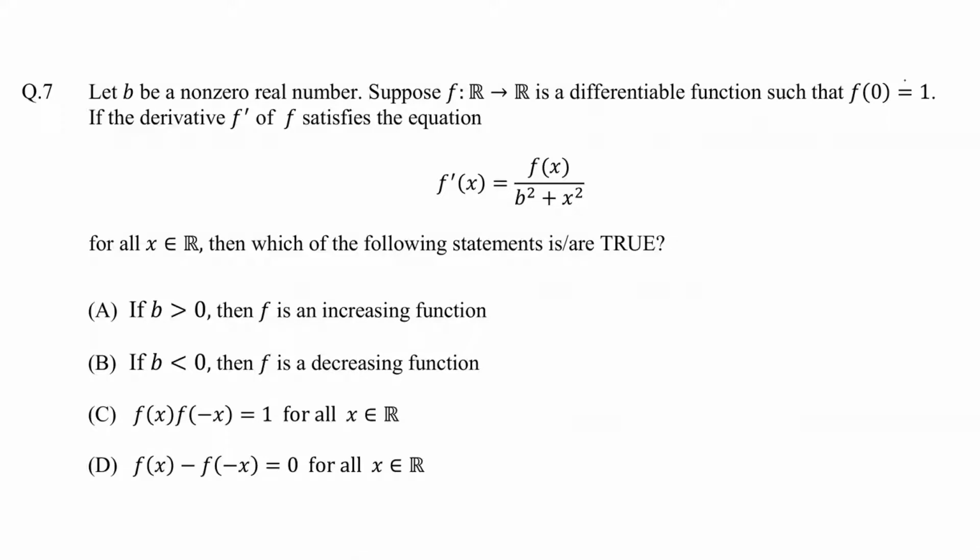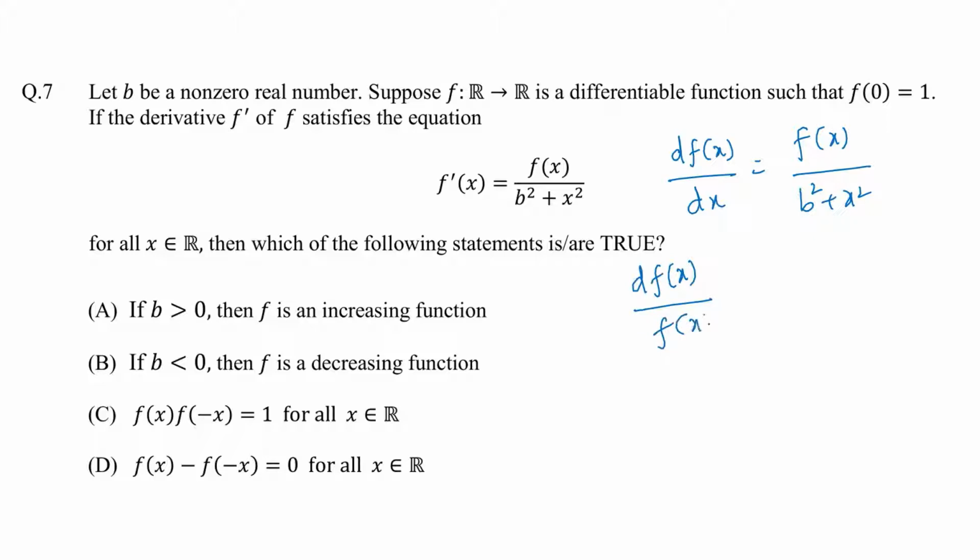Okay, so the question says we have a differentiable function which satisfies the given relation. By looking at this, we can directly tell this is going to be df(x)/dx, which is going to be equal to f(x) upon b squared plus x squared. Rearranging the terms, we are going to get df(x) upon f(x) equal to dx upon b squared plus x squared. So we go for integration.